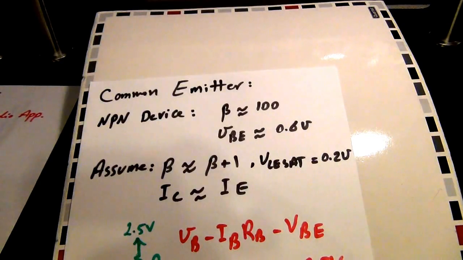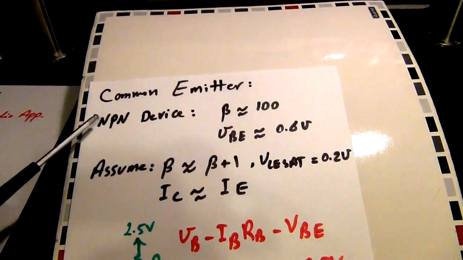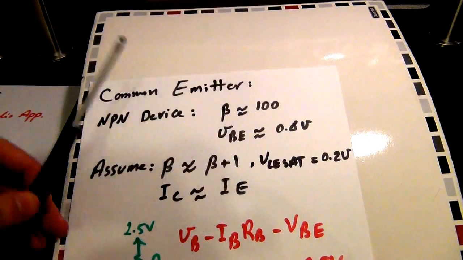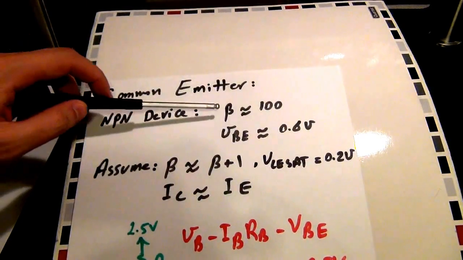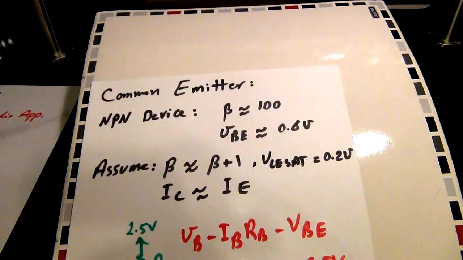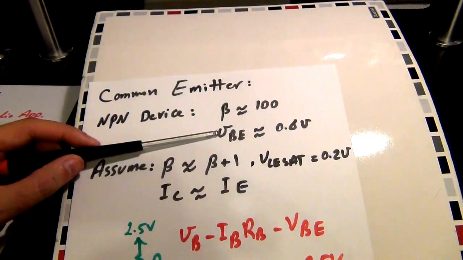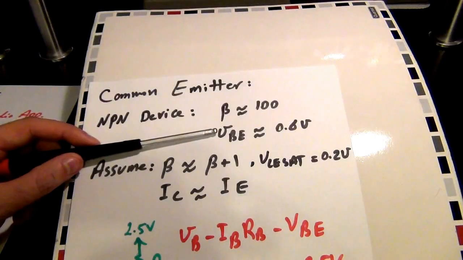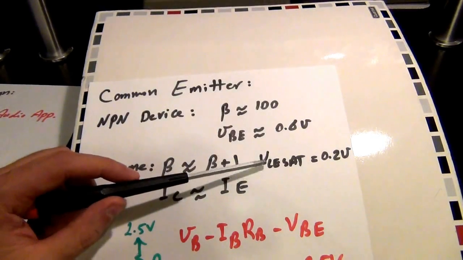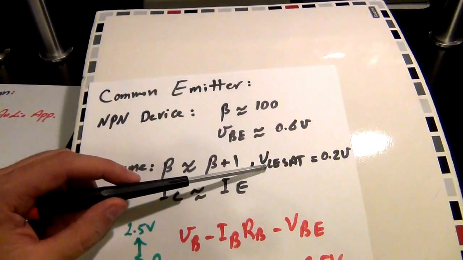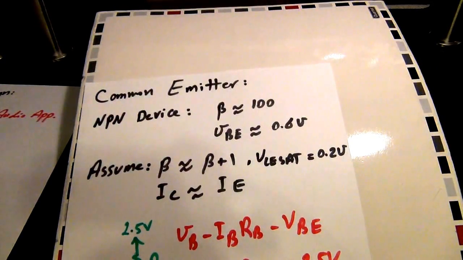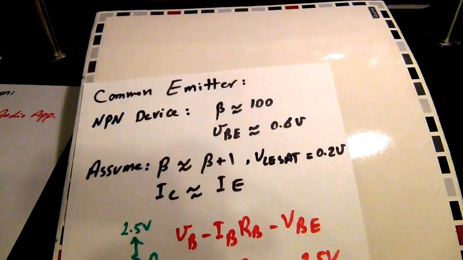Now I'm using a 2N2222A type NPN device, which is very common, and I have looked at this data sheet, and it provides a beta of 100, that's the current gain, and it gives you a saturated base emitter voltage of 0.6 volts. So when it's forward biased, this base emitter junction voltage will be 0.6 volts, and its saturated collector emitter voltage is 0.2 volts, which means that if you make the collector emitter voltage smaller than 0.2 volts, then the device is saturated, it's not good for an amplifier anymore.